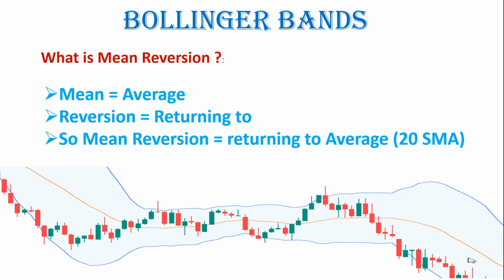So what is the meaning of mean reversion? Mean means average, reversion means returning to. So mean reversion equals returning to the average. Here the mid band is the 20 SMA, so the price is returning back to the 20 SMA. Here we got the breakdown at the lower band and immediately we got a red candle. After that, price touched the 20 SMA. So now I will show you how to do that trade in the chart.